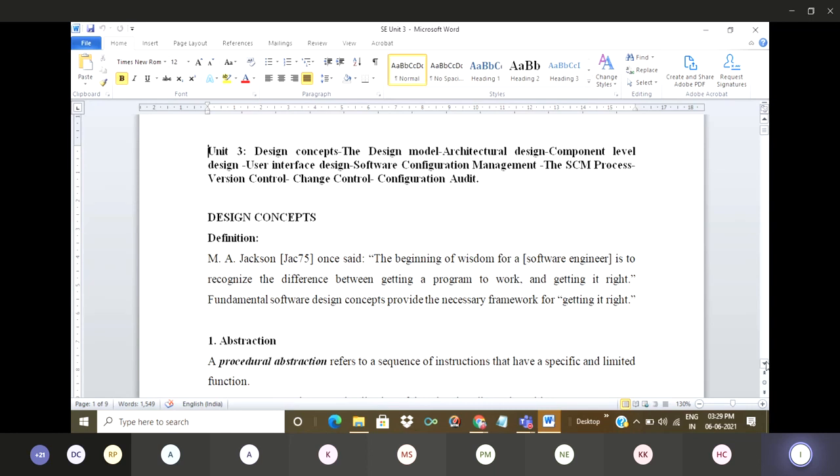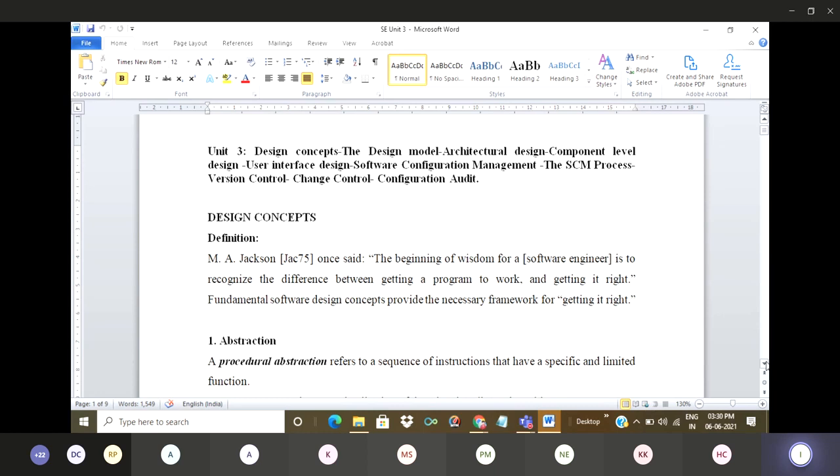So we have completed Unit 2 of Software Engineering. Now we are going to start Unit 3. In Unit 3, we have design concepts, design model, architectural design, component level design, user interface design, software configuration, the software configuration process, version control, change control, and configuration audit. These are the titles that come under Unit 3 of Software Engineering.